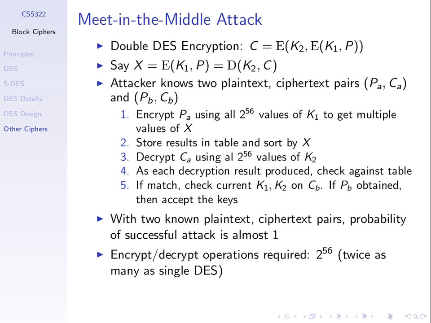This is our double DES operation on the previous slide. The attacker takes PA, a known plaintext value. They know that PA was encrypted with some keys K1 and K2, and it produced CA as an output. So they take PA and do a brute force attack. They encrypt PA with all possible values of K1.